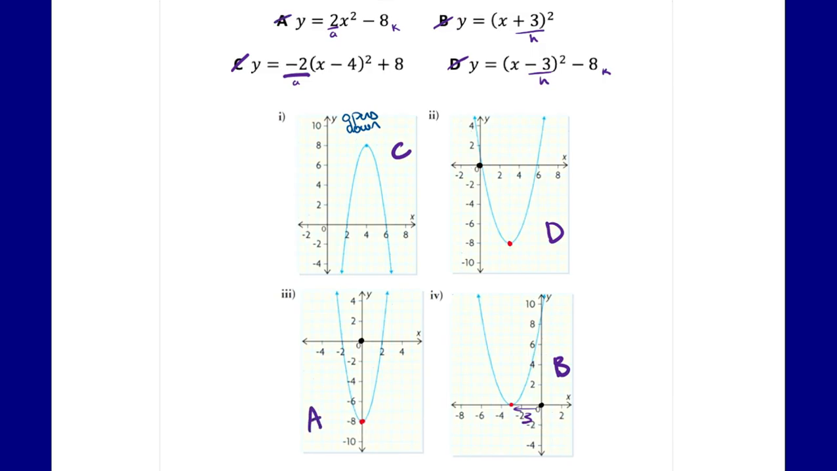And the other thing you could look at is another difference: equation A has an a value of 2. That means it's going to be skinnier or stretched compared to equation D. So if I look at the two graphs between number 2 and number 3, my two leftover ones, number 3 definitely looks like the one that is skinnier or stretched compared to D. So that's another way that we could have differentiated between the two. But again, it's just about reasoning based off of the different equations that we are given.